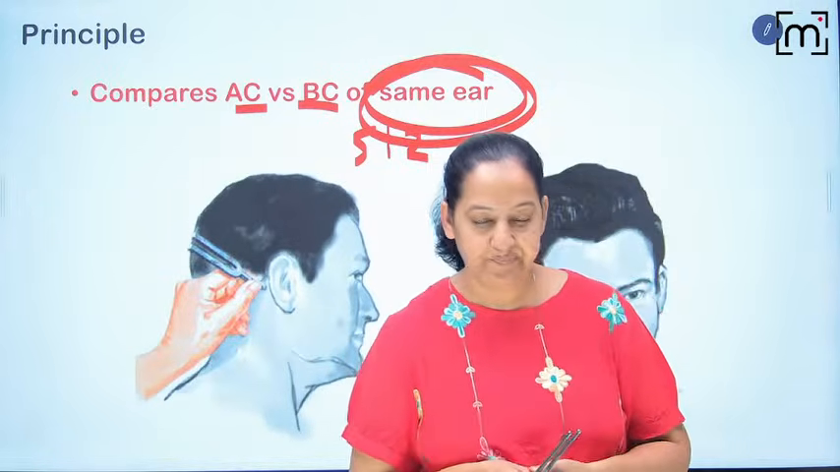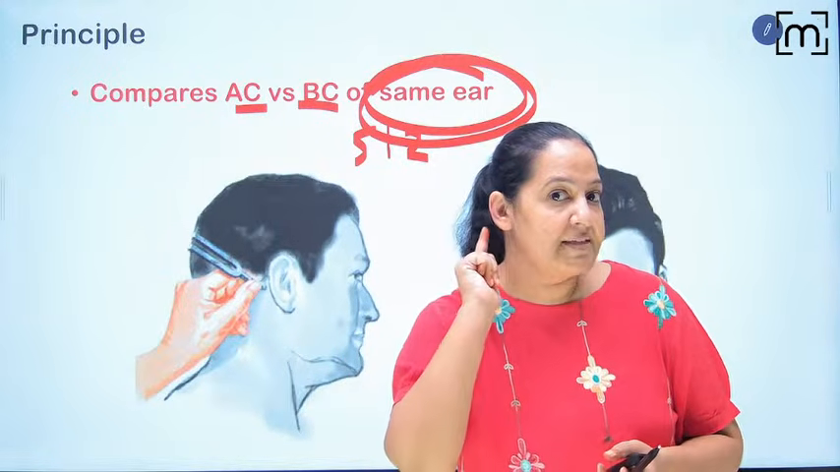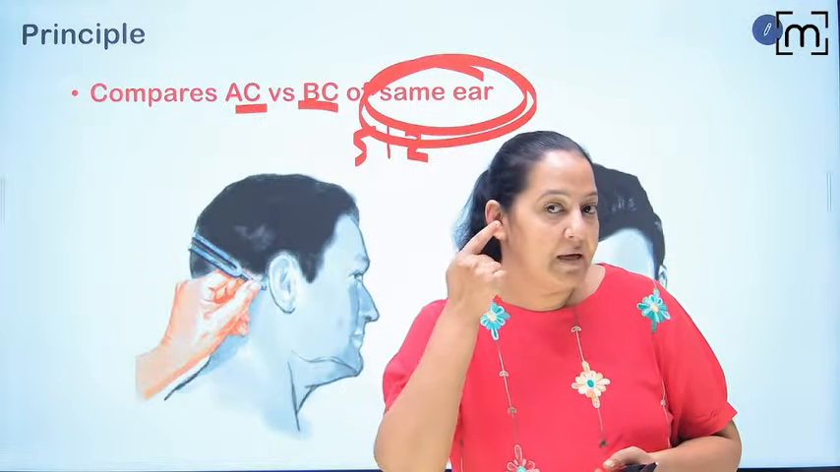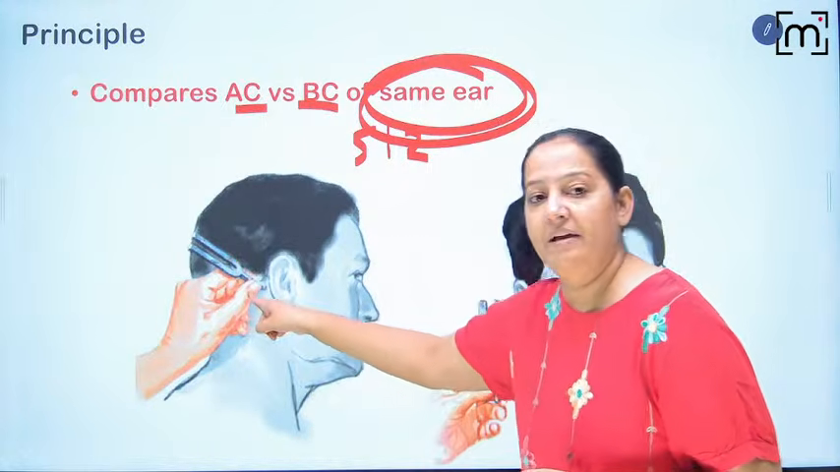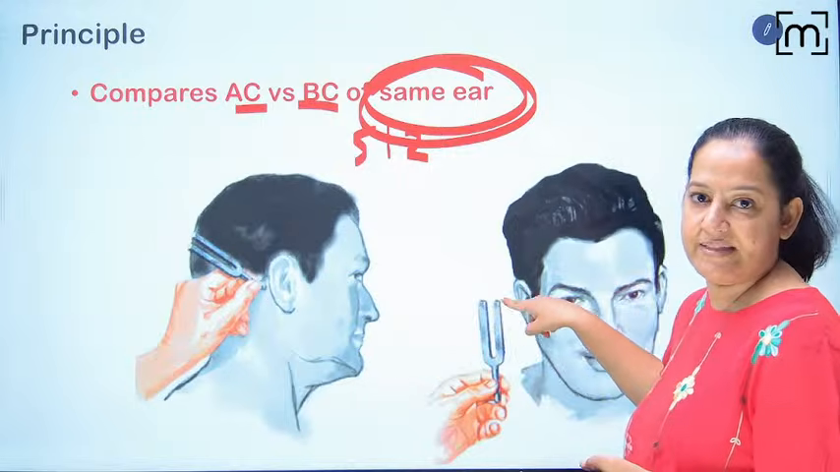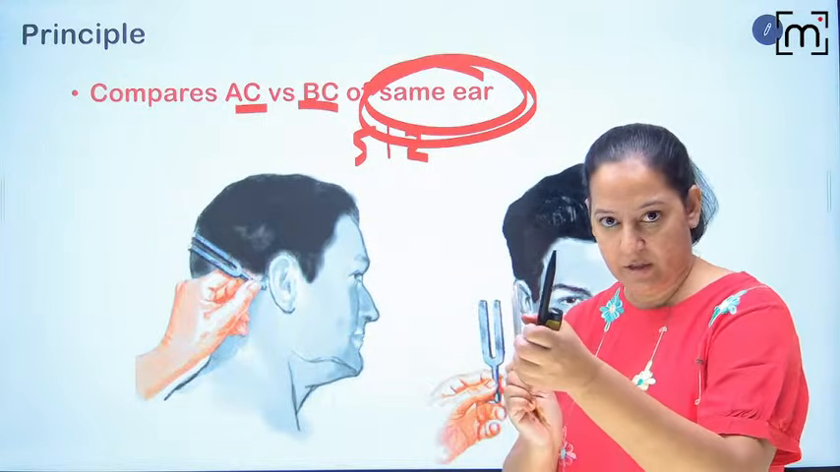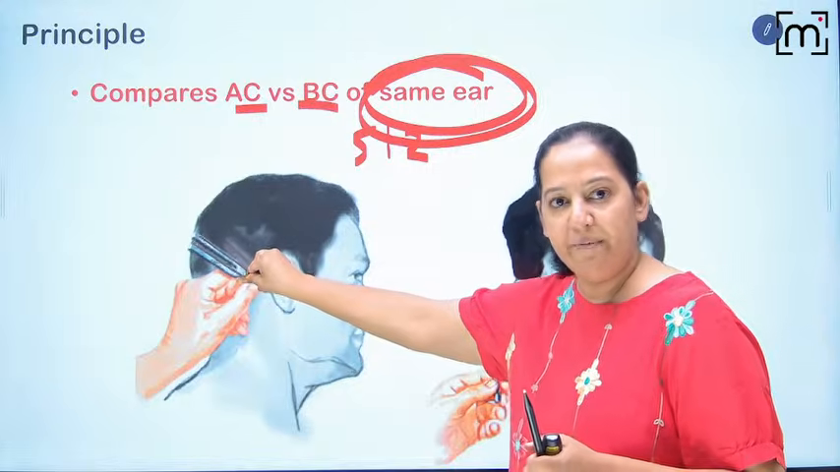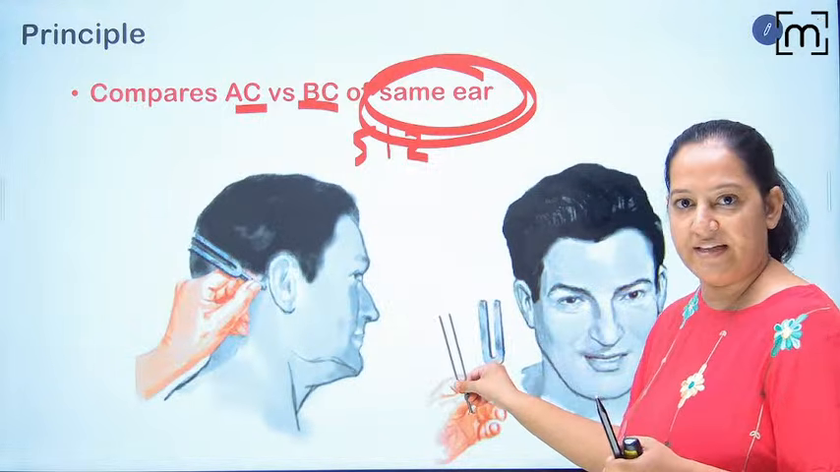Okay, so see the principle. What I have done, I have compared the AC and BC of the same ear with each other. First I perform BC. Once the vibration stops, I keep it for AC. So I activate the tuning fork, keep it for BC, wait for the vibration to end, and once the vibration has ended, I immediately keep it for AC.